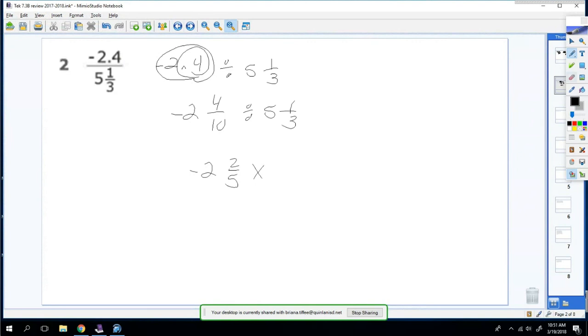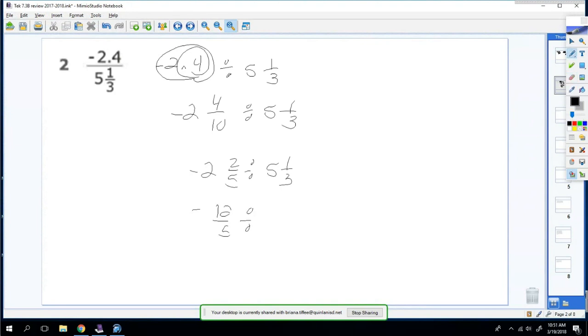Whoops, I don't know where I wrote it. So you got 2 and 2/5, which then you simplify, which you're going to make it improper. So you do 2 times 5, which is 10, plus 2 is 12. So you have 12 over 10. 12 over 5. And it's a negative. And then bring down the division symbol.